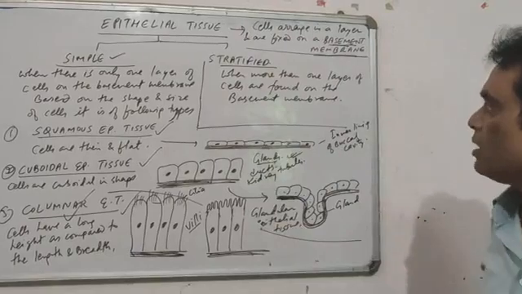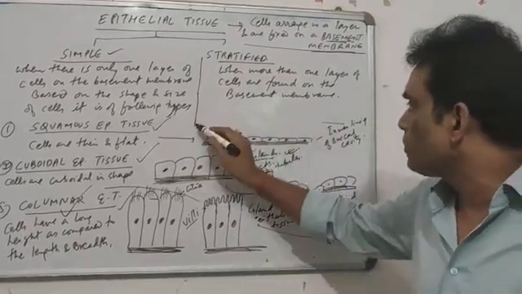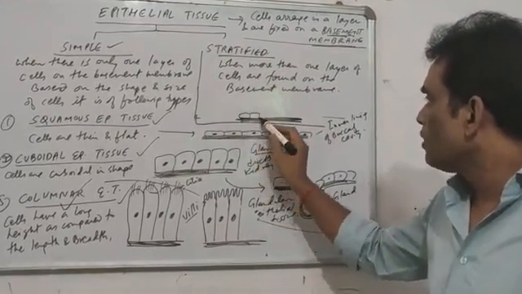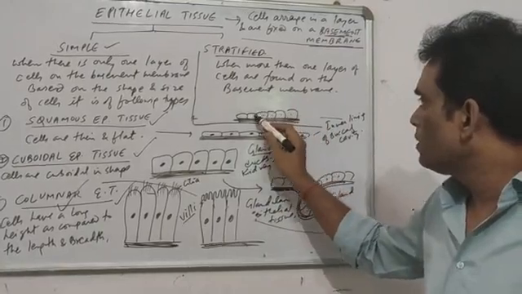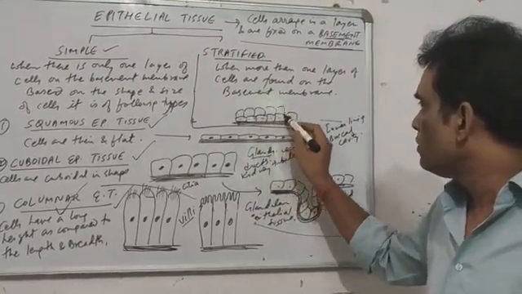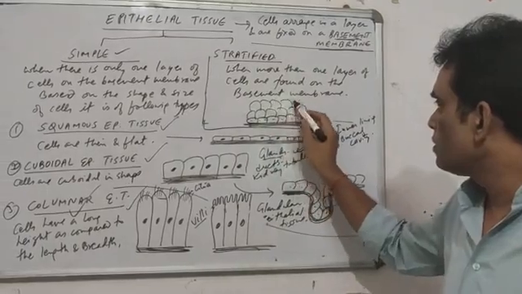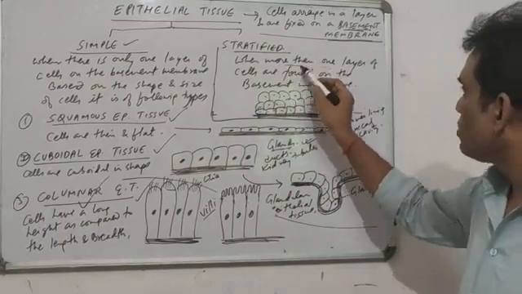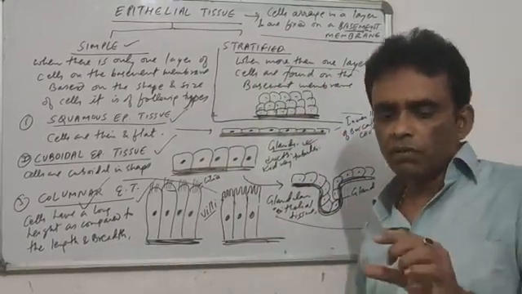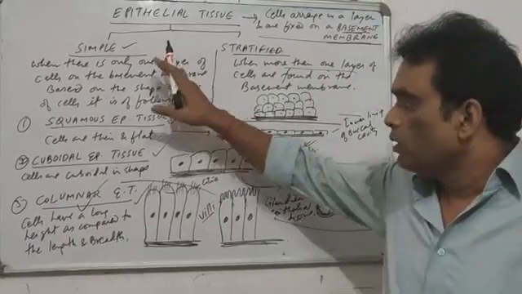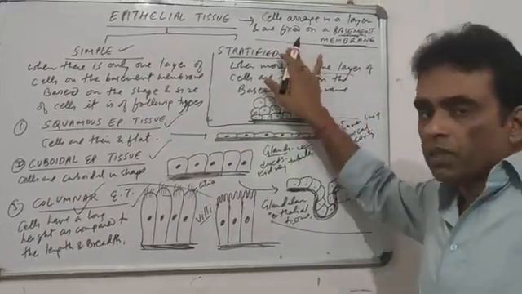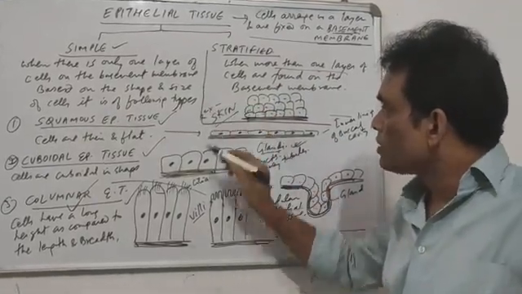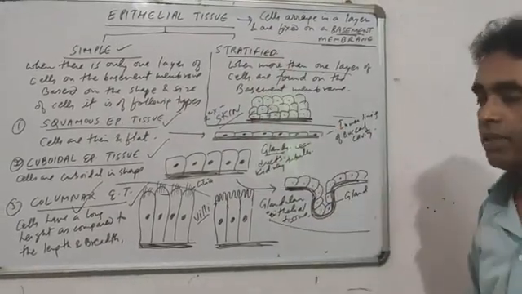As far as stratified epithelial tissue is concerned, it is very simple to understand. You will draw the basement membrane and you will draw one layer of cells like this, one layer. Then you draw a second layer of cells. You may draw a third layer of cells. Means on the basement membrane there are more than one layer of cells. So they are very much thicker in nature as compared to any other epithelial tissue. Stratified epithelial tissue is thicker in nature, and the example is our skin. Skin is an example of stratified epithelial tissue.